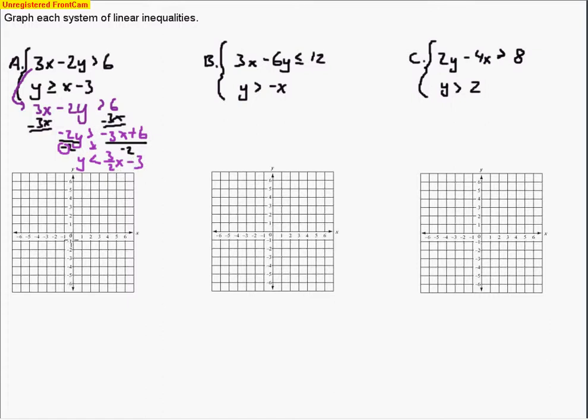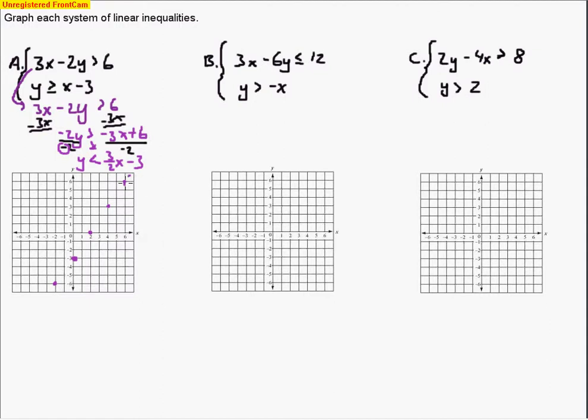Negative 3 is the y-intercept, so I go down 3 spaces and then use the slope. So the slope is 3 to 2, so up 3, over 2 to the right. Do that a few times, and we've got some points. We could also go the other way, down 3, 2 to the left. Once you've got those points, sketch that line.